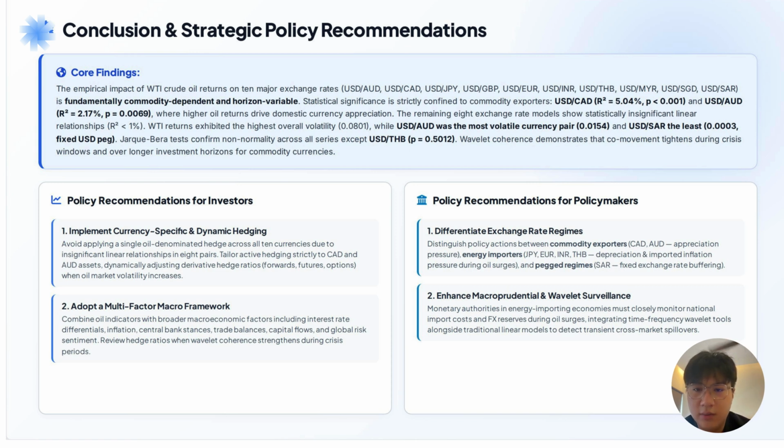So, turning to the bottom right container, we outline policy recommendations tailored specifically for policymakers and central banks. Central banks need to distinguish policy intervention between commodity exporters like CAD and AUD, which face currency appreciation pressure during oil surges; energy importers like JPY, EUR, INR, and THB, which face depreciation and imported inflation as national import bills rise; and peg regimes like the Saudi riyal, where the fixed exchange rate buffers immediate FX responsiveness.